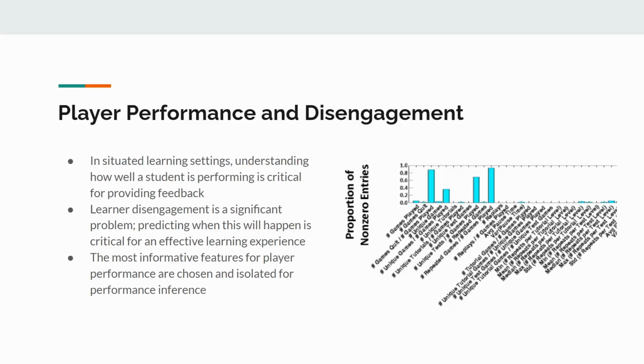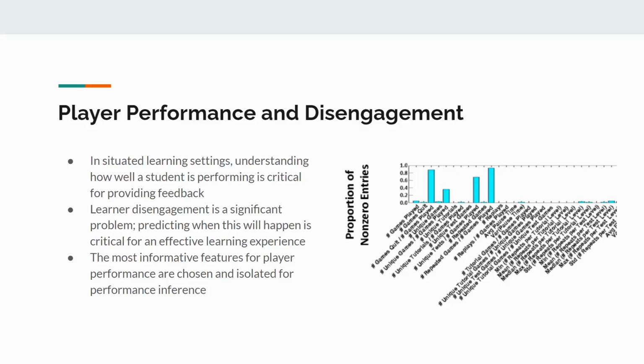So now that we've talked a little bit about player types and player strategies, we can now focus on how to determine player performance and also predict when a player is going to disengage. So in situated learning settings, it's absolutely critical to understand when a learner is going to disengage, and also how well a player is doing, because this is important for providing feedback to the learner. Predicting when the learner is going to disengage will provide for a more effective learning experience for both the teacher and the learner, for the expert and the student.